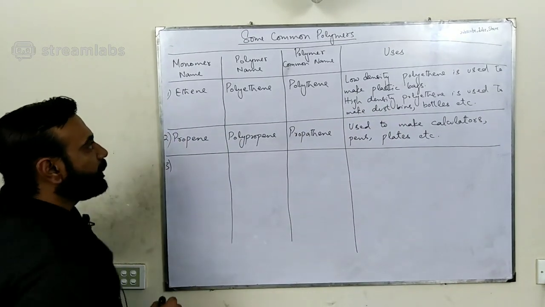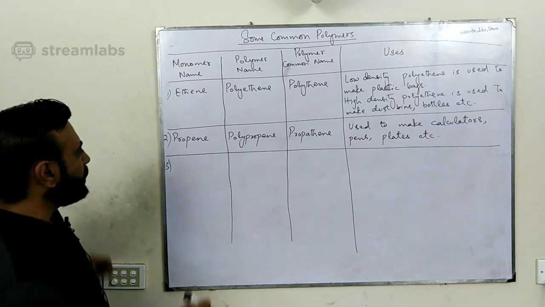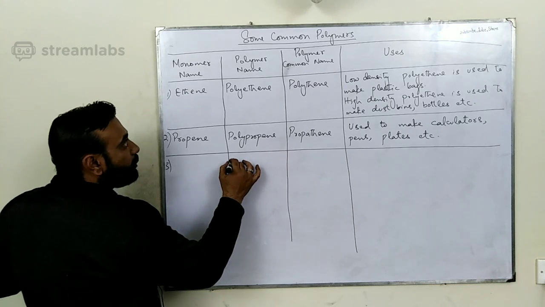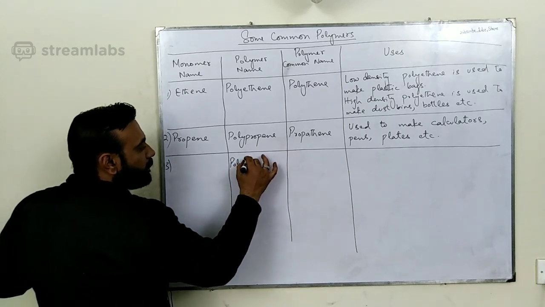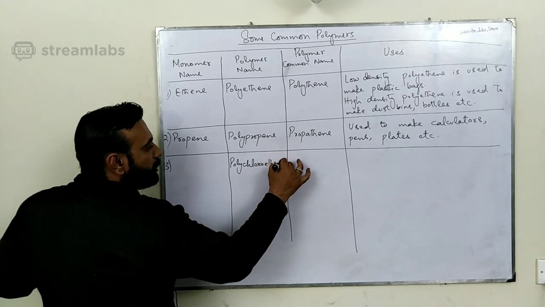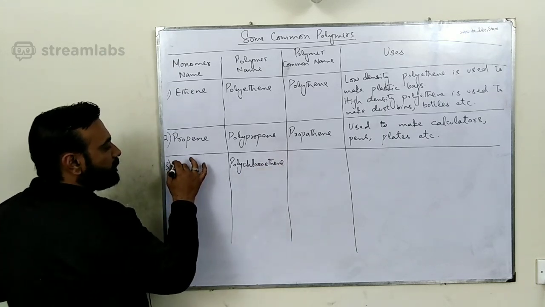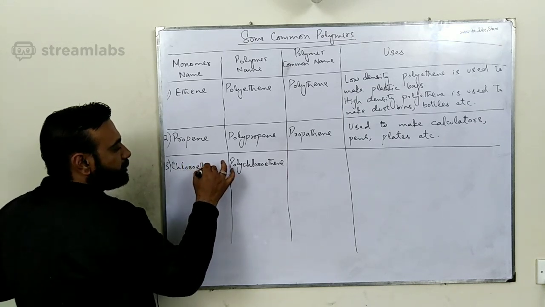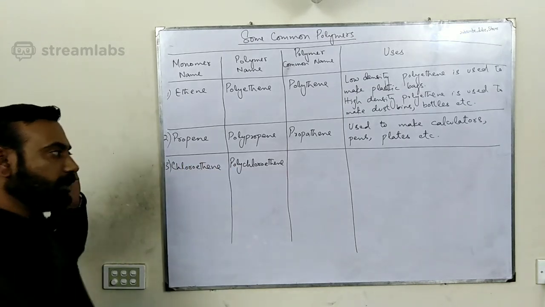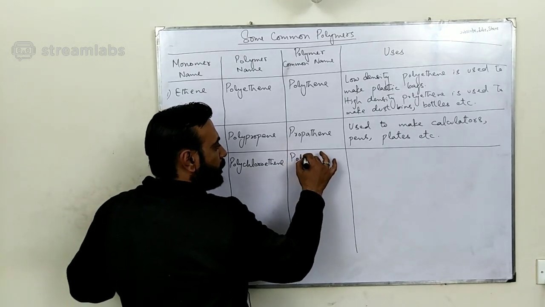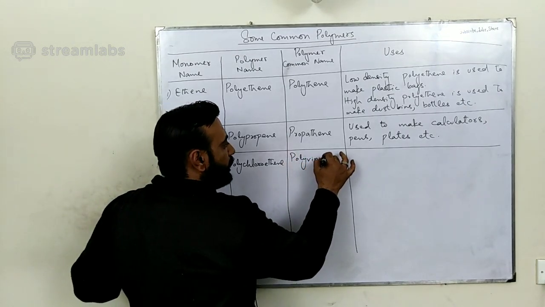Another commonly used addition polymer is polychloroethene. So obviously the name of the monomer is chloroethene. Now the common name is polyvinyl chloride.